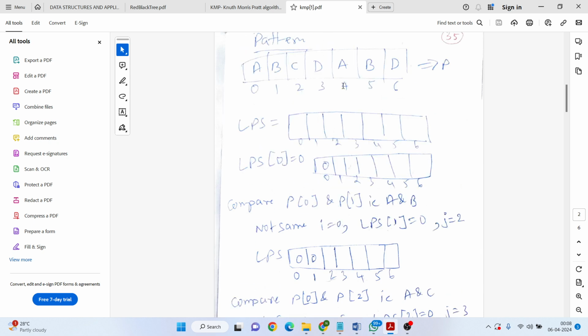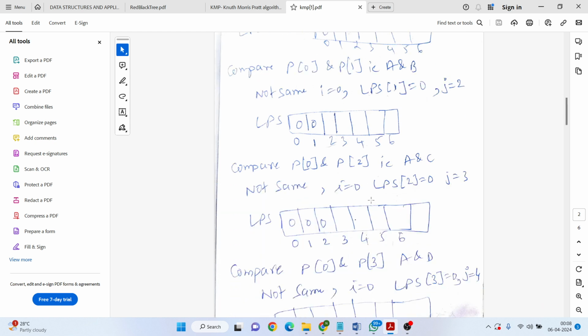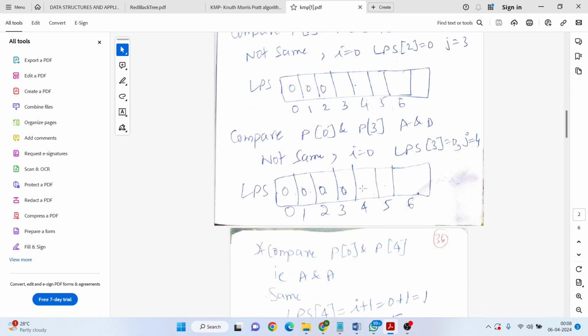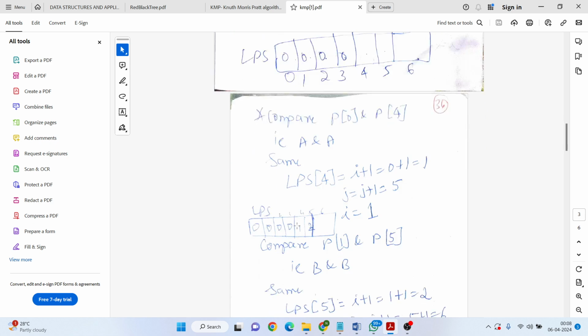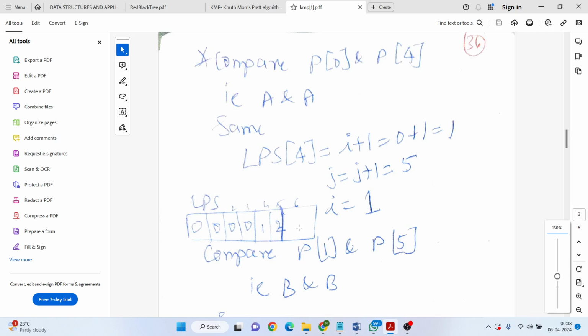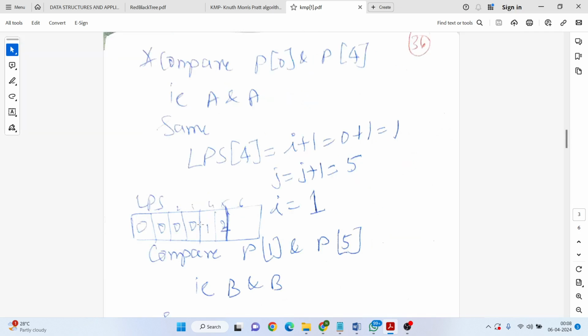So 0th character and 4th character you have to compare, A and A same. If same, what to do? You have to increase the value, that i value you have to put. LPS of 4 is i value plus 1. i value was 0, now it becomes 1. So you have to put 1 here. This is the status of the LPS array. Now i and j have to increment.